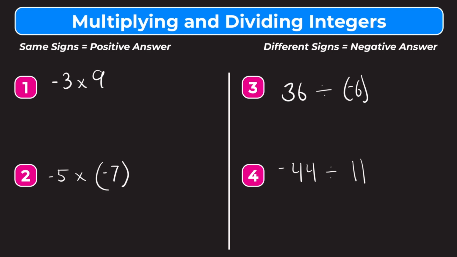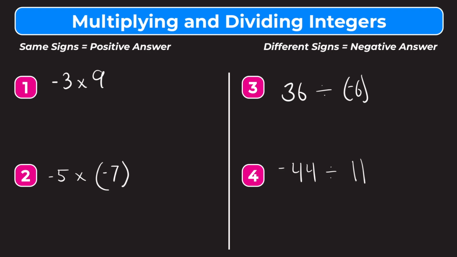Now when multiplying and dividing integers, there's only a couple things you have to remember. It's really just dependent on the sign of the integers you are multiplying and dividing. So if the signs are the same, then the answer is going to be positive, and if the signs are different, then the answer is going to be negative. We can see that a little bit in more detail in these examples, so let's try them out.